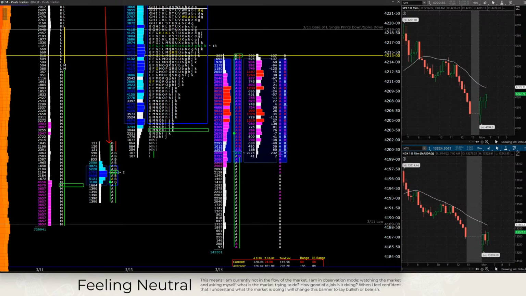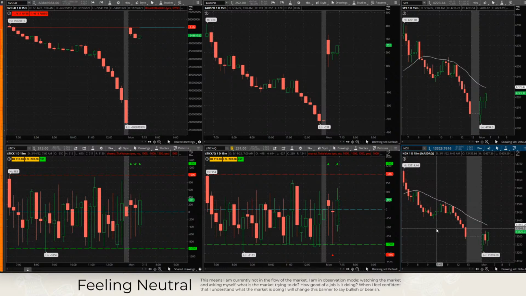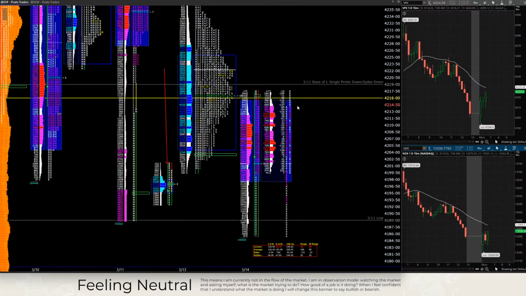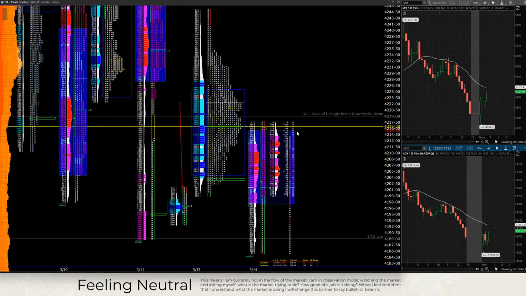Design knob, selling seems weaker than buying to me. Huh. I feel like it's two-sided trade. I feel like they're making bets right now. I don't feel like either side has quite taken control yet.